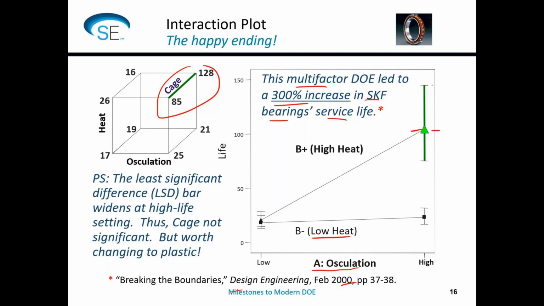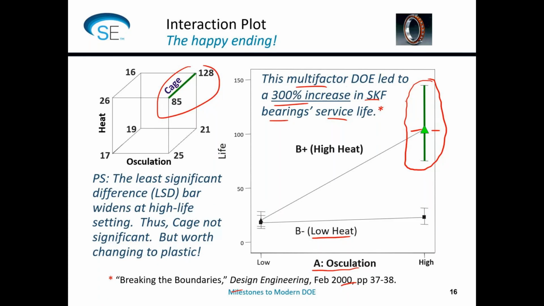Now, one interesting aspect of this is you notice that the bar at this high bearing life is much wider. And it turns out that if you analyze this in the log scale and then untransform it back, you get this picture, which is more accurate, that the variation increases as the level goes up.